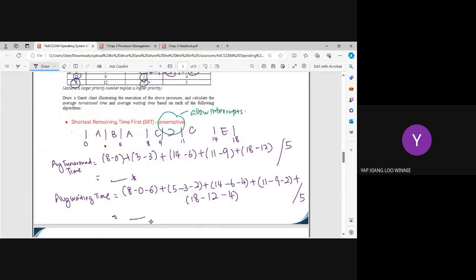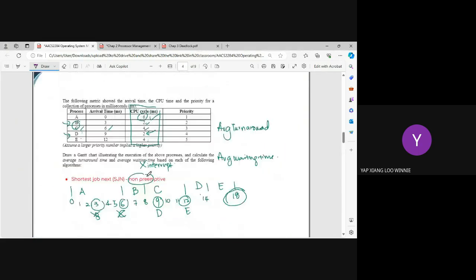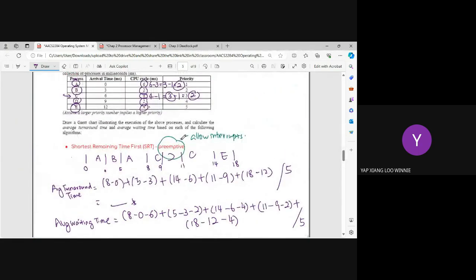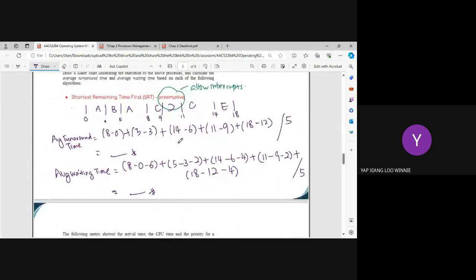So you sum it up and then you calculate over here. That's it for the shortest remaining time first. Now I have actually gone through three algorithms already. I'm going to pause the recording here and then I will resume in another one.